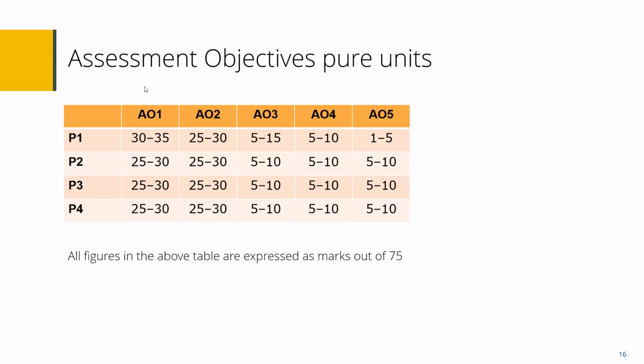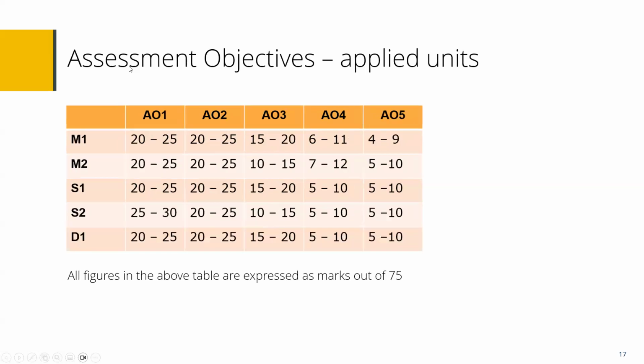If we look at the applied ones now, just to see how they differ from the pure, here are the mechanics, statistics, and decision papers. If we look at the marks, the first 3 seem to be consistent on the first 2 assessment objectives. And you can then see how they slightly differ in the other assessment objectives.